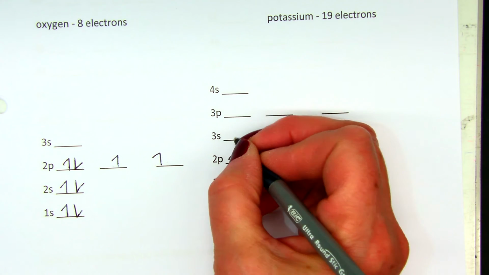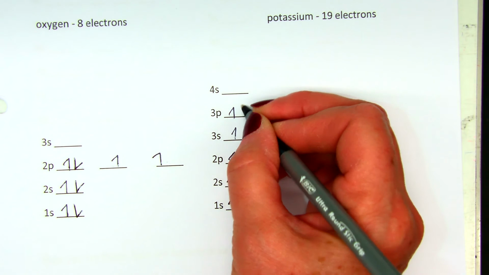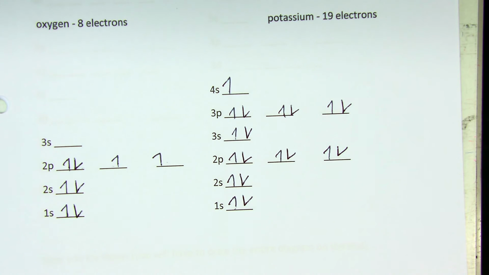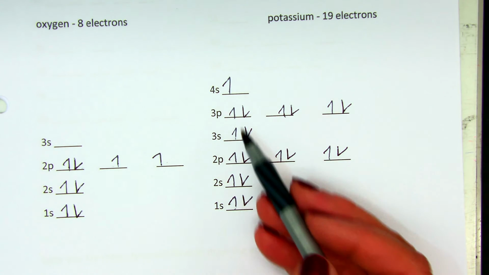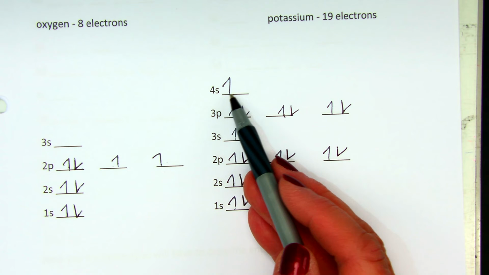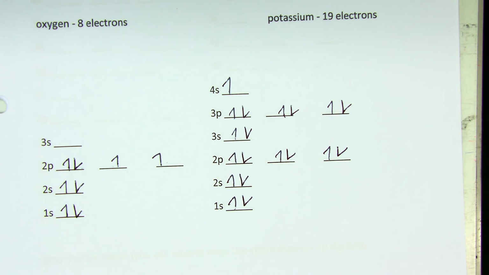Now, 11, 12 in the 3s. 13, 14, 15, 16, 17, 18, 19 in the 4s. So, potassium has 19 electrons. It has 1 electron in the 4th energy level. We call this the valence electron. The valence electrons are the highest N value.